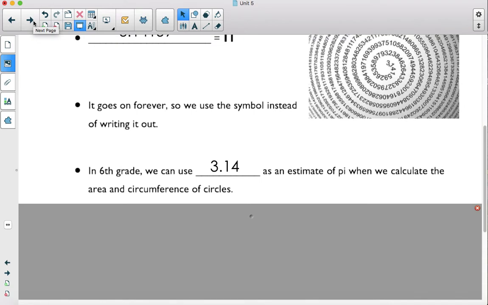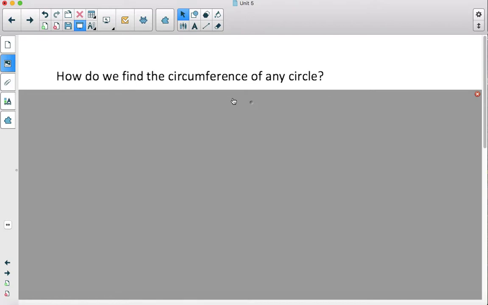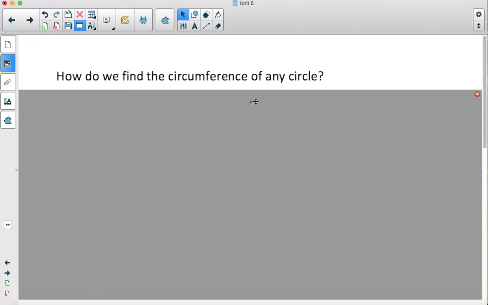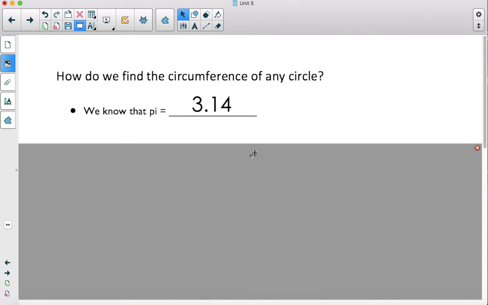So let's go ahead and go on to page 8, just a quick couple notes on page 8 as well. So how do we find the circumference of any circle? In the previous lesson you guys were measuring the diameter and then measuring the circumference. So the circumference is the perimeter of the circle, so the outside edge, and you used string to find the length, and then you measured that string to see how long the circumference is. Okay, and hopefully you saw the relationship between them, but we're going to talk about that right now. So we know that pi is 3.14.